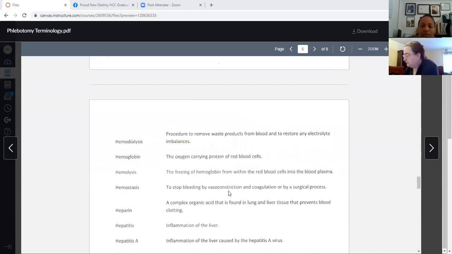Dialysis, procedure to remove waste products from blood and to restore an electrolyte imbalance. Hemoglobin, you want to highlight hemoglobin, the oxygen carrying protein of red blood cells. You'll be seeing hemoglobin again. And you want to know that it carries the oxygen in the red blood cells.